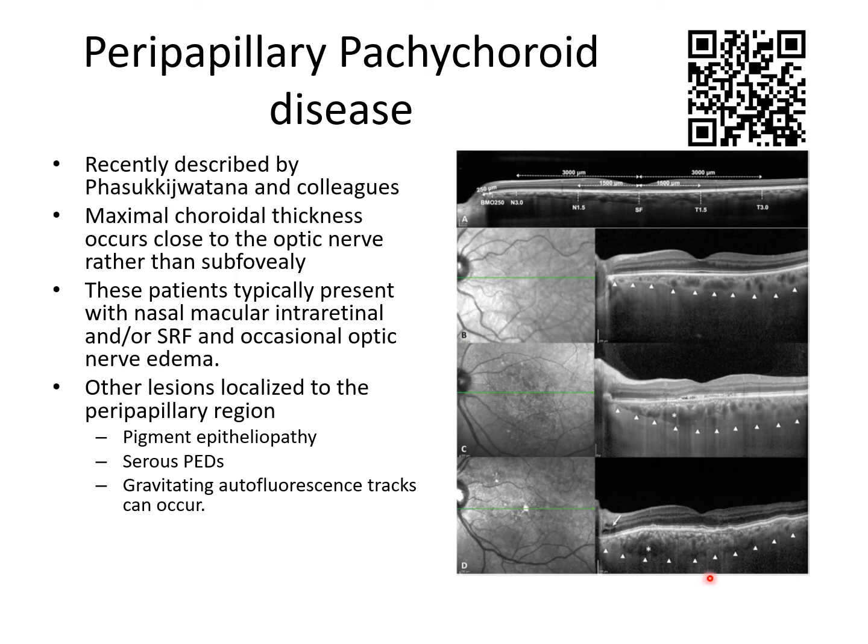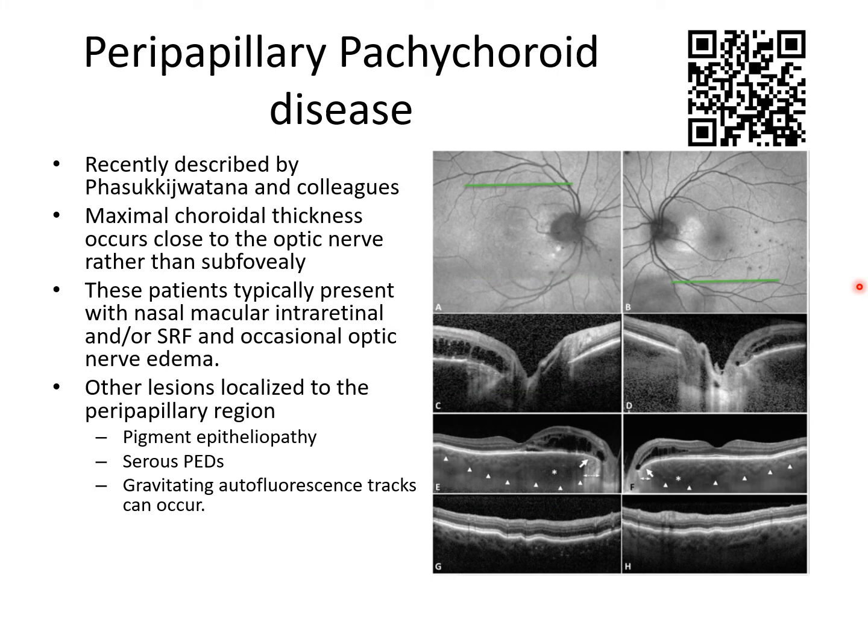So here we can see there is intraretinal fluid and we have subretinal fluid as well, and other lesions which are localized close to the optic disc are pigment epitheliopathy, serous PED, and gravitating autofluorescence tracts can occur.